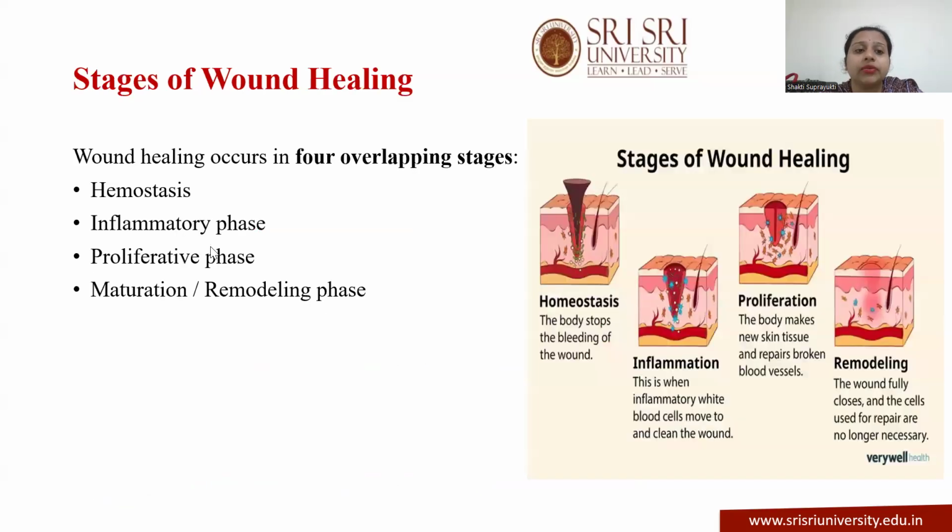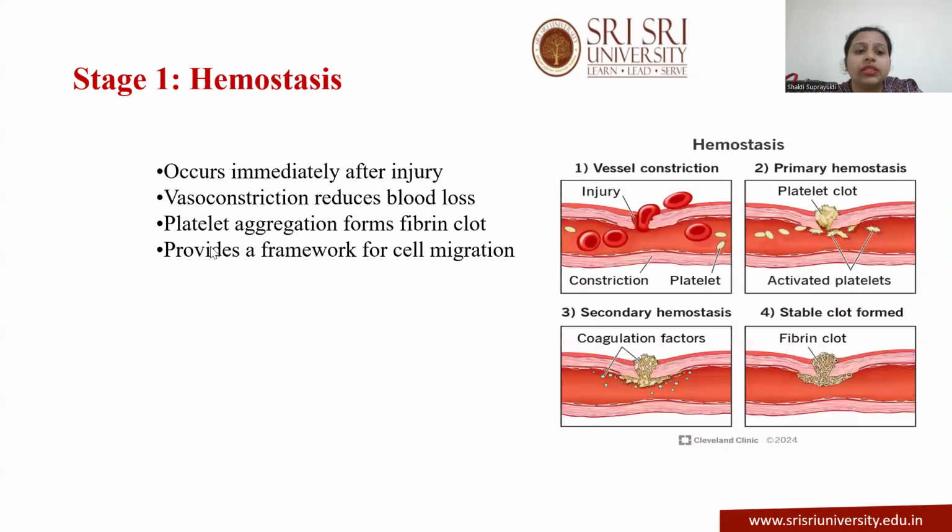Then what are the stages of wound healing? There are mainly four stages. Number one is hemostasis, then the inflammatory phase, then the proliferative phase, then the maturation phase. Firstly, hemostasis occurs immediately after injury. Vasoconstriction reduces blood loss, platelet aggregation forms the fibrin clot, which provides a framework for cell migration. You can see the picture there of how hemostasis occurs.